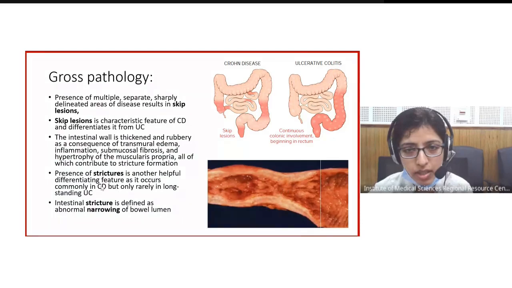So stricture is another helpful feature to differentiate, because transmural inflammation is a feature of Crohn's disease, while we do not see it in ulcerative colitis. So when there is transmural involvement, when there is stricture formation, again we can say that this is Crohn's disease and not ulcerative colitis. So presence of strictures is another helpful differentiating feature, as it occurs commonly in Crohn's disease but only rarely in long-standing ulcerative colitis.